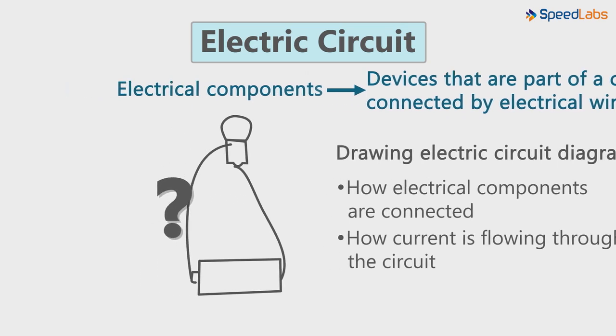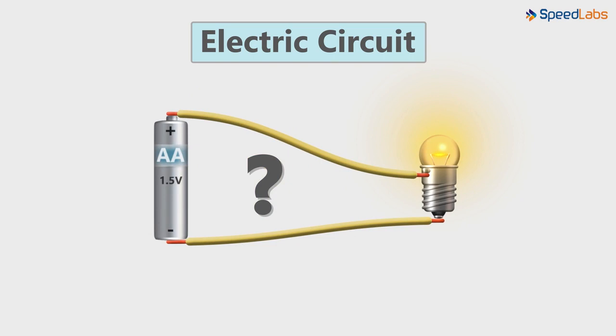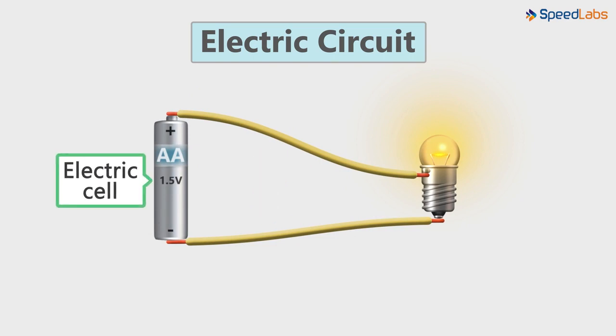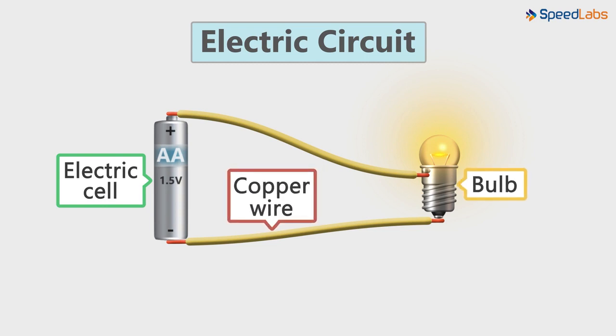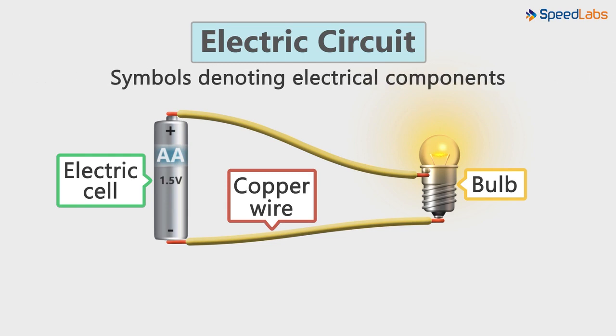Can you tell me the electrical components in this circuit? That's correct. There are only two components, an electric cell and a bulb. They both are connected with copper wires. To make our life easy, we use certain symbols to denote electrical components. It's so that we don't need to draw them.